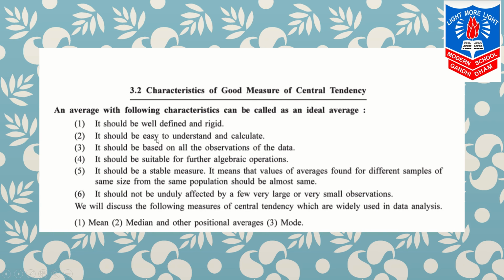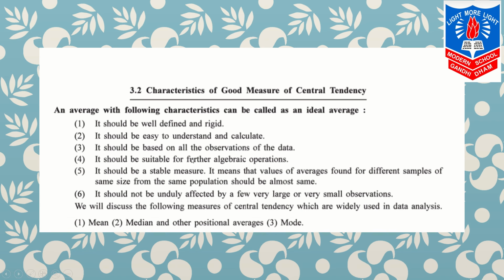The second one is it should be easy to understand and calculate. Yes, understanding it and calculating it should be very simple and easy. The third one is it should be based on all the observations of the data. Yes, all the observations, all the xi that we are going to study ahead, should be included.